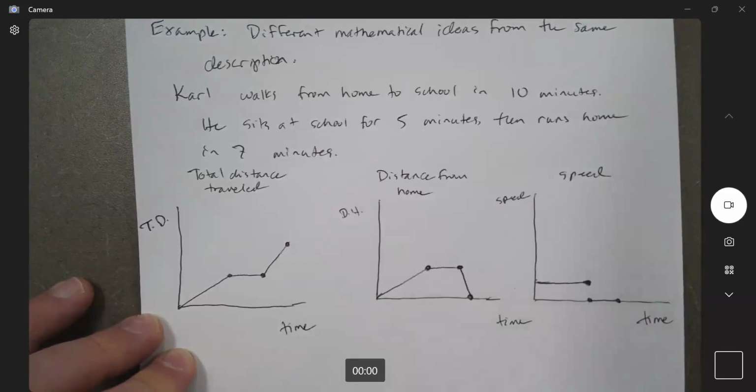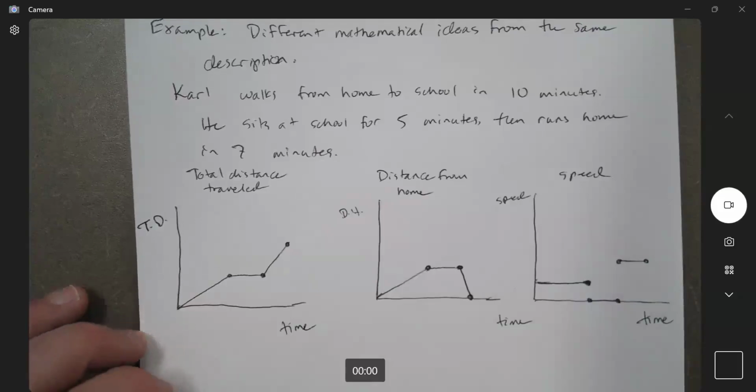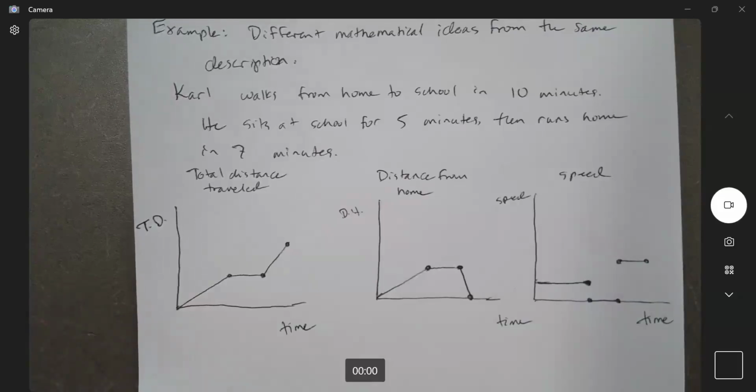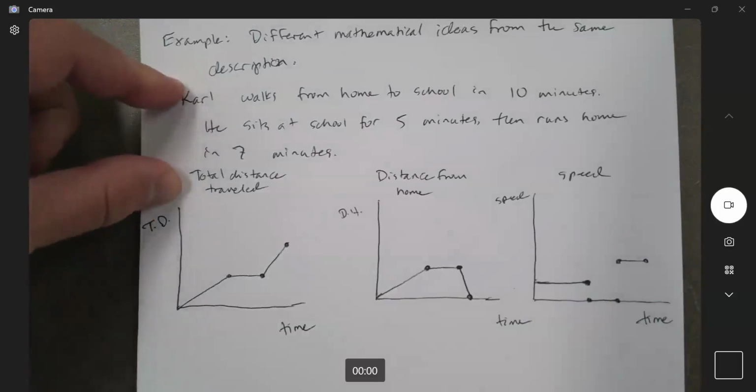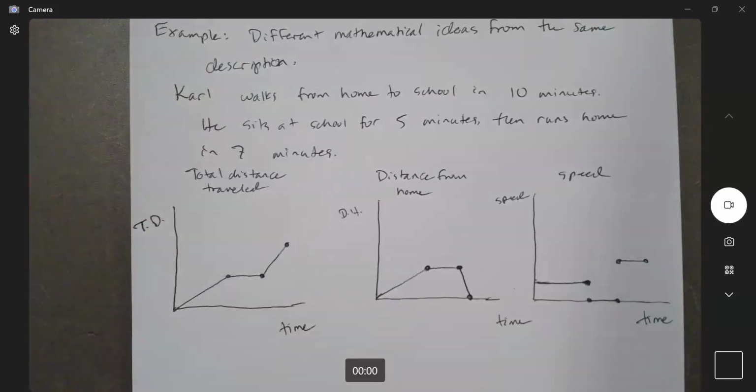And then Carl runs home. It doesn't take him as long, so he must be going faster. So for the time he's running home, his speed must be greater. And I didn't even do velocity, which would say, well, if he's running home, his actual velocity would be negative because he's moving in the opposite direction. I just said speed, right? We could pull out even more mathematical ideas from this one simple sentence, maybe 2 sentences.